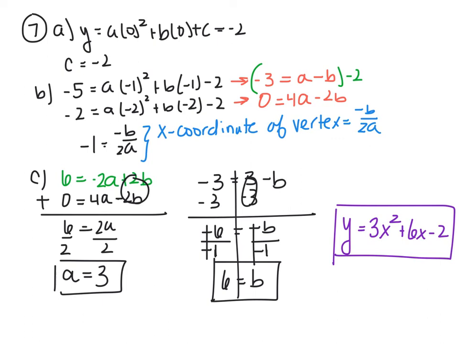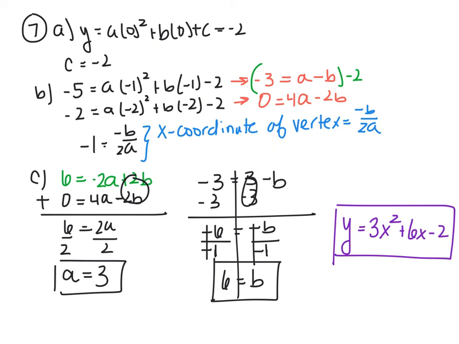In class, we talked about using symmetry. They give you the y-intercept point of (0, negative 2), which means the point (negative 2, negative 2) must also be on the graph. So I used that. You plug in negative 2 for y and negative 2 for x, and you end up with negative 2 is equal to a times negative 2 squared plus b times negative 2 minus 2. If you add 2 to both sides and simplify, you end up with 0 is equal to 4a minus 2b.